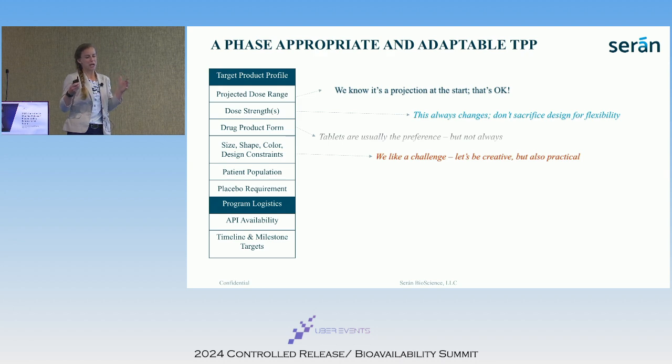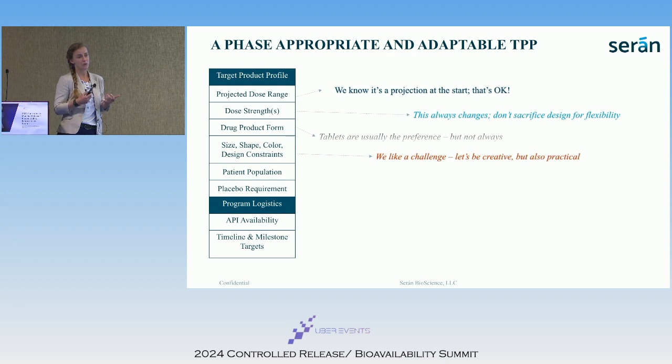The size, shape, color, design constraints, if you have these, it's good to know about them from the beginning. We like them to be challenging, and someone yesterday said the circle is king. That may be true for multiparticulates, but we would prefer not to make spherical tablets. But it is important to understand what those constraints are. Those are sort of the program logistics that really can matter.